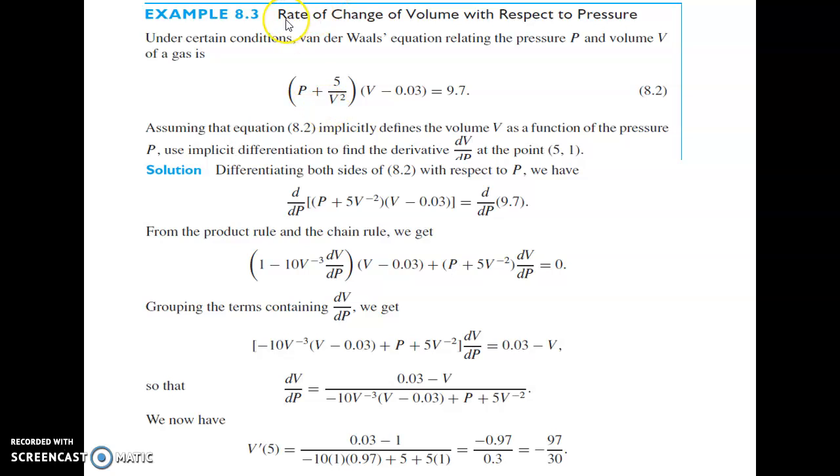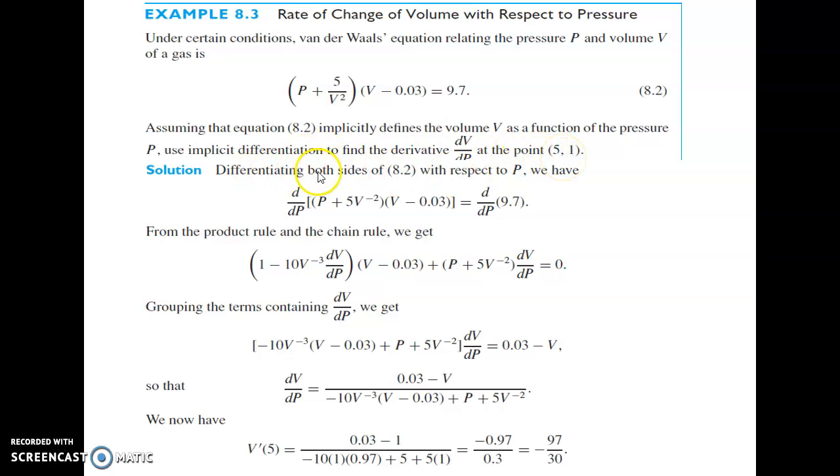And now one application example. You see, this is the van der Waals equation relating the pressure and the volume. So what are we going to do now? Assuming that this equation implicitly defines the volume V as a function of pressure. So V is a function of P. So derivative means it is dV by dP. You need to find it at this point.